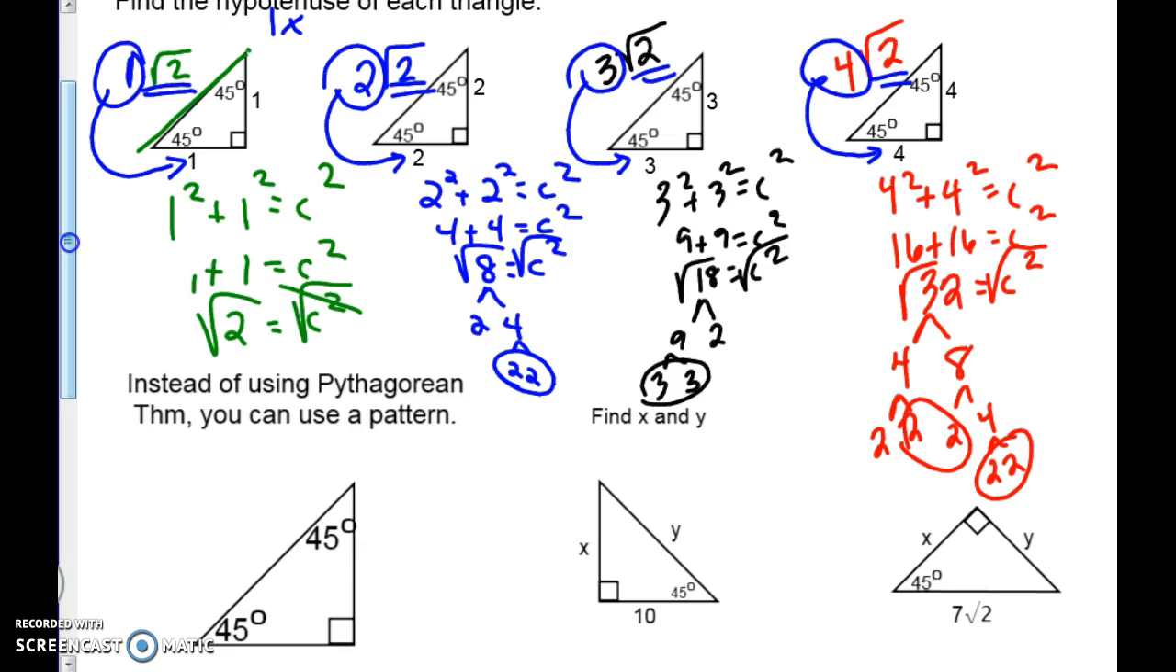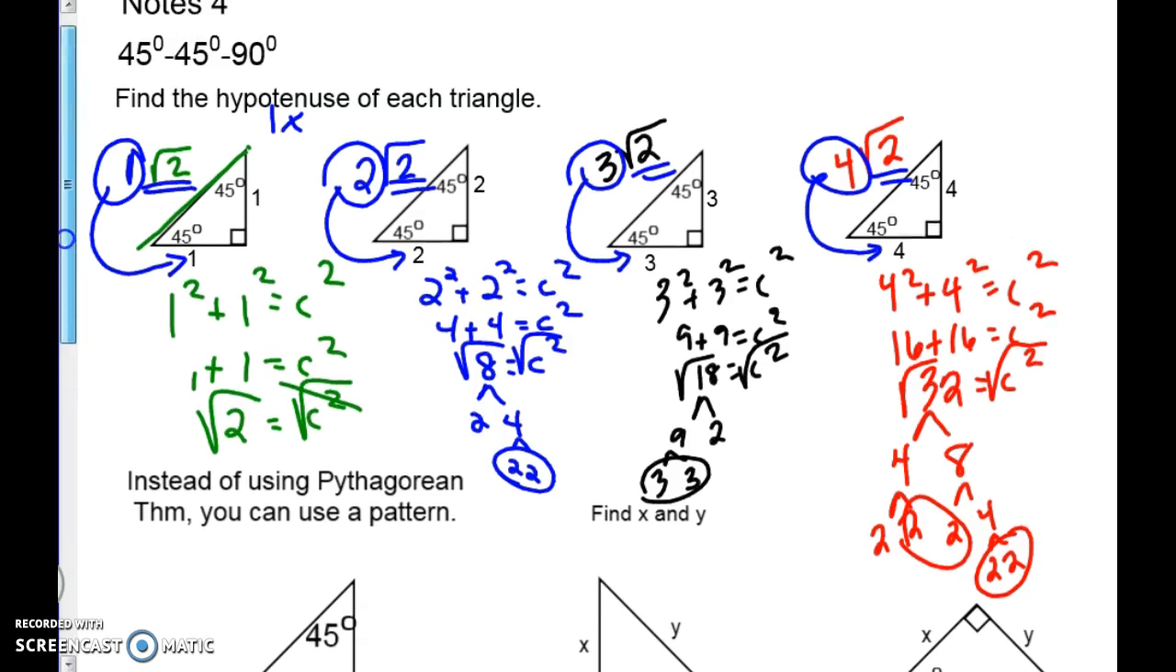Are you with me? Do you see that pattern? If you would have just put decimals, you never would have seen that, would you? Okay, so let me ask a question.